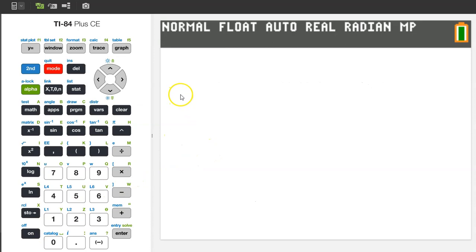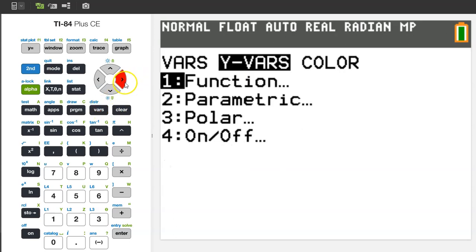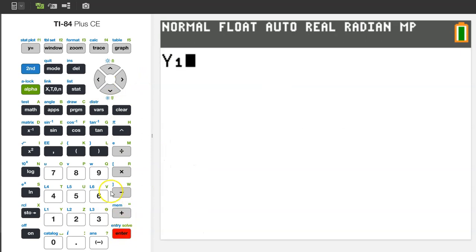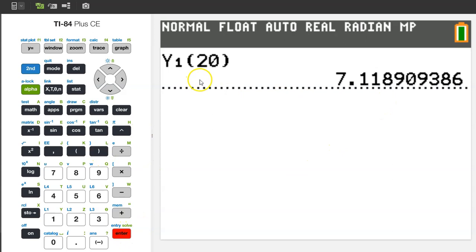On your calculator, y at 20 will become y1 at 20. Just hit the vars button, switch over to yvars, hit enter, and enter again for y1. To evaluate y1 at 20, just put 20 in parentheses right next to it. Kabam! This is y1 at 20.